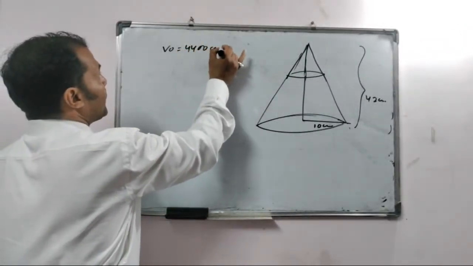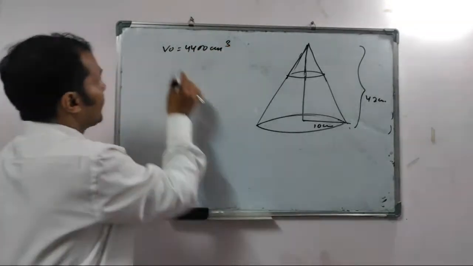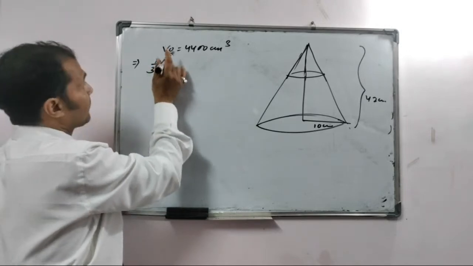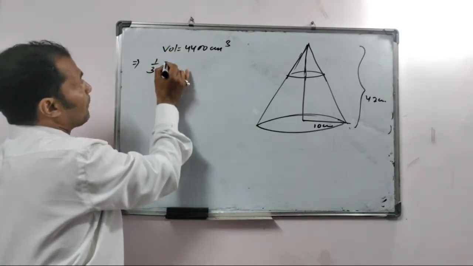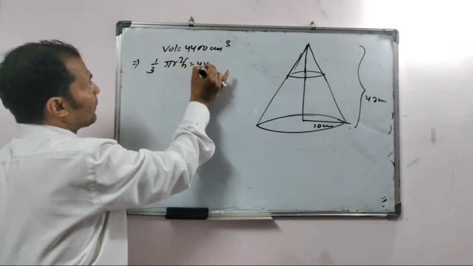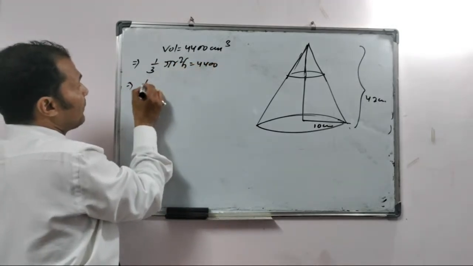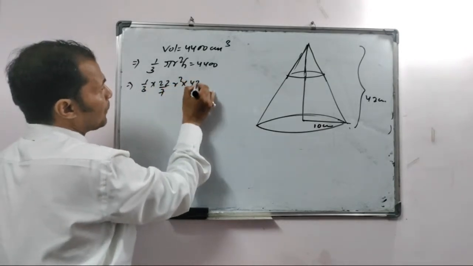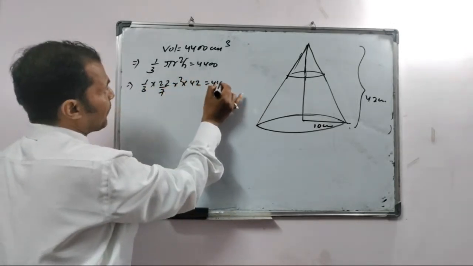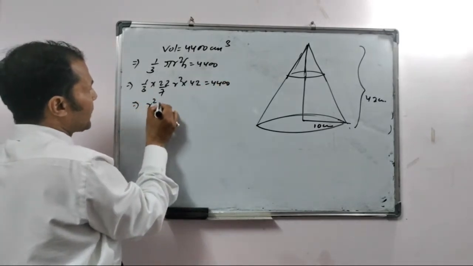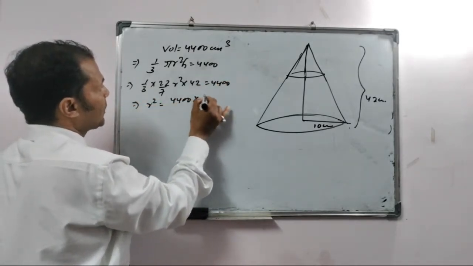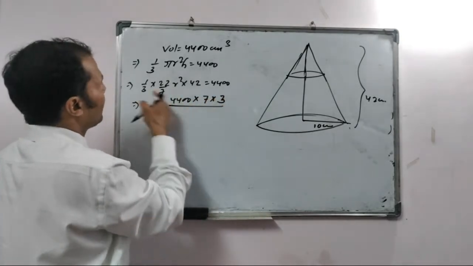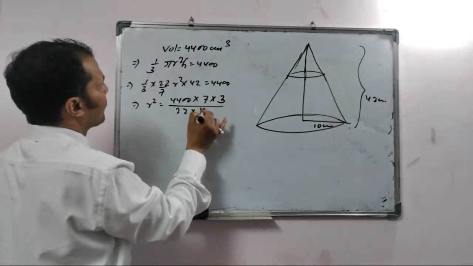4400 centimeter cube. Now look at, from this very first given, what you do is go straight forward for the formula of volume. 1 by 3 pi r square h equals to 4400. Pay attention. So 1 by 3 into 22 by 7 r square into h is 42. That is the height. That is 4400. So from here, you must have found r square first. 4400 into 7 into 3 by 22 into 42.